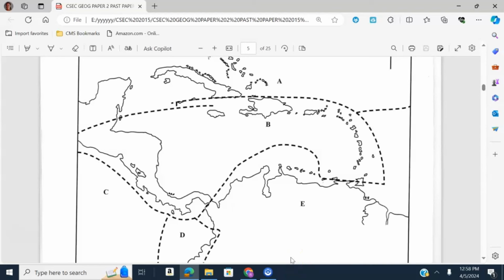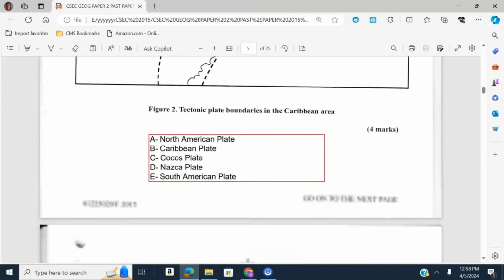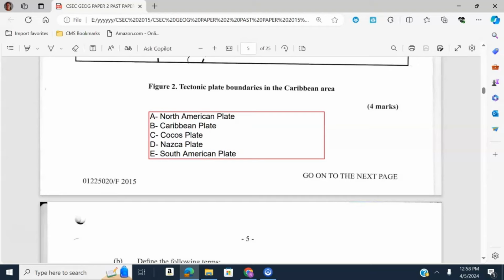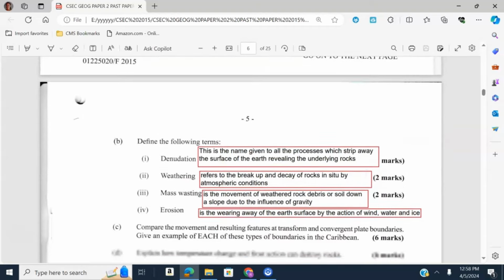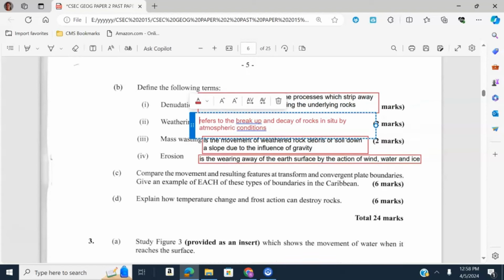Let's go over that once more. At A, we have the North American plate. At B, the Caribbean plate. At C, the Caucasus plate. At D, the Nazca plate. And at E, the South American plate. This is it. You can take a screenshot of that so that you can fill it out on your own paper. Let's move on to part B of the question.